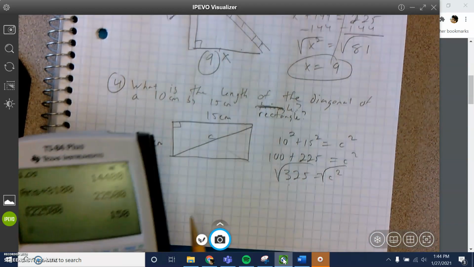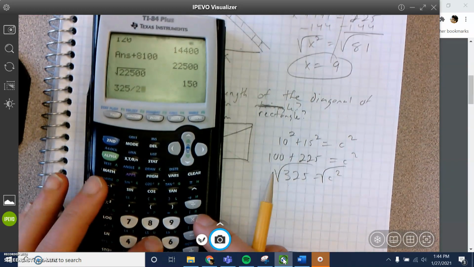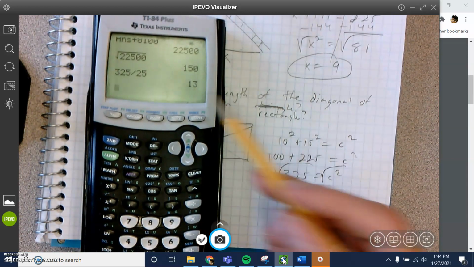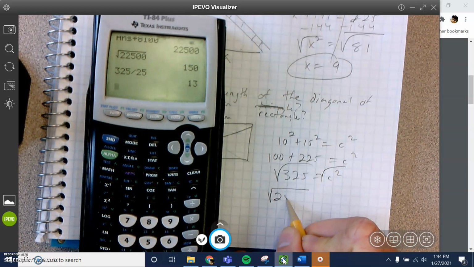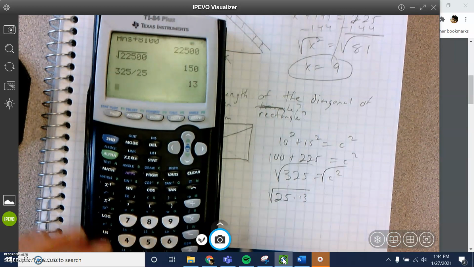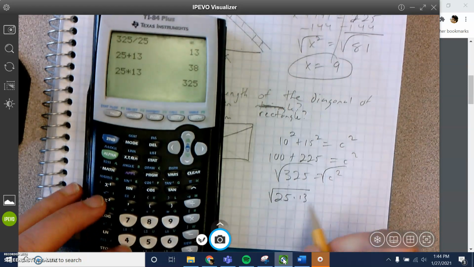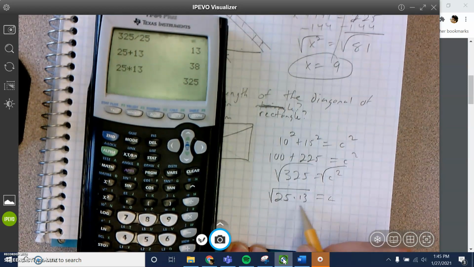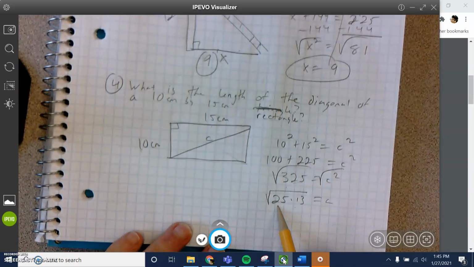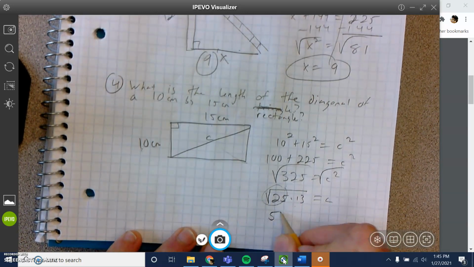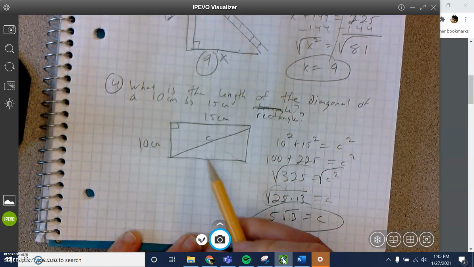Does any perfect square go in here? I think 25, right? 5 times 5. 325 divided by 25 is 13. So 25 times 13 is 325. What am I doing? I'm simplifying the radical. I notice that this ends in 25, so I'm thinking about quarters. The square root of 25 is 5. I don't know what the square root of 13 is, so I'm going to leave it like that. And there you go: 5 radical 13.